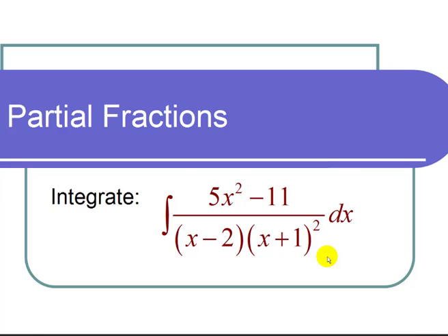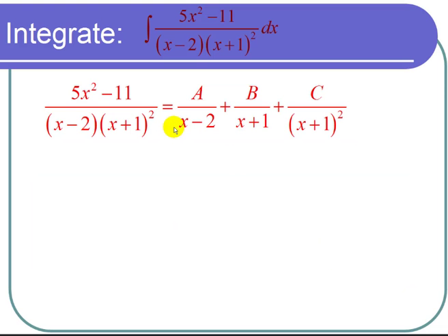So for the partial fraction decomposition, we first have the x minus 2 factor, so I have an A over x minus 2. Now the x plus 1 factor is squared, and when I have a square of a factor, I put a constant, in this case B, over the factor x plus 1, and then plus another constant, in this case C, over the factor squared, x plus 1 squared.